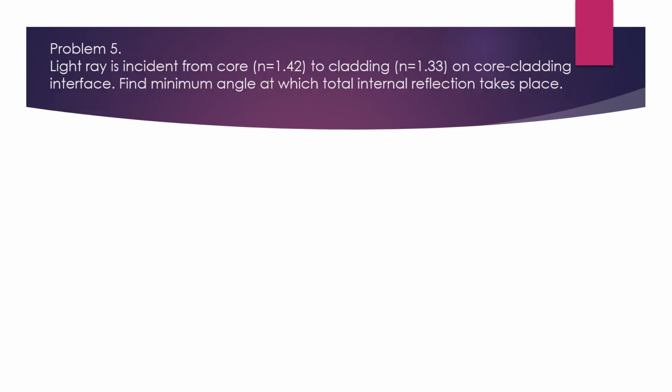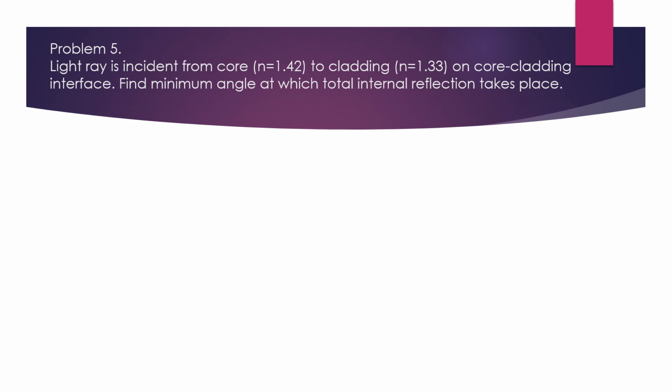Problem 5. Light ray is incident from core, n is equal to 1.42, to cladding, n is equal to 1.33, on the core cladding interface. Find the minimum angle at which total internal reflection takes place. Notice, for total internal reflection to take place, the light must travel from a denser medium to a rare medium. This is a case of an optical fiber which has a core of a denser medium and a cladding around the core made of a rare medium.